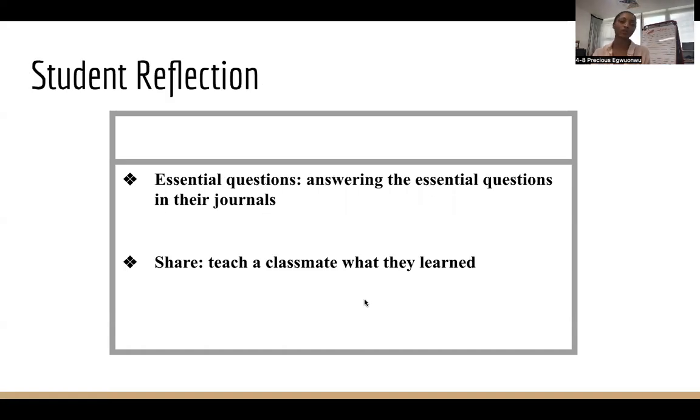And then student reflection, this is one thing I need to work more on, giving students time to answer the essential questions in their journals, as well as a shared time where students turn and talk with partners and teach a classmate what they've learned.